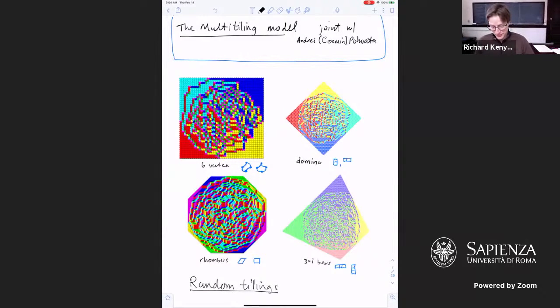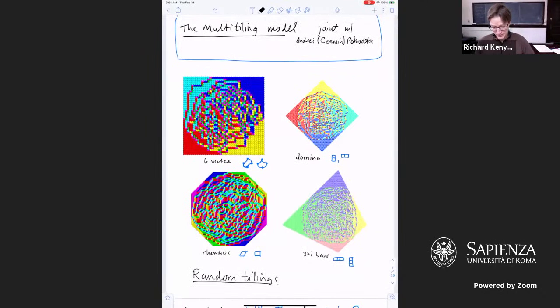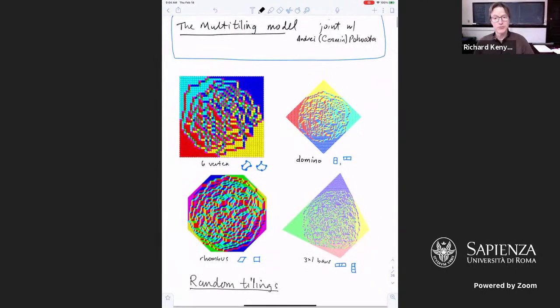So what's a random tiling model? Let me just start off very simply. We're going to have a set of tiles, like domino tiles, which are just 2x1 rectangles. If you look over here, the 2x1 or 1x2 rectangles, then we have some region in the plane, and we want to tile that region with the dominoes and ask, what does a random tiling look like?